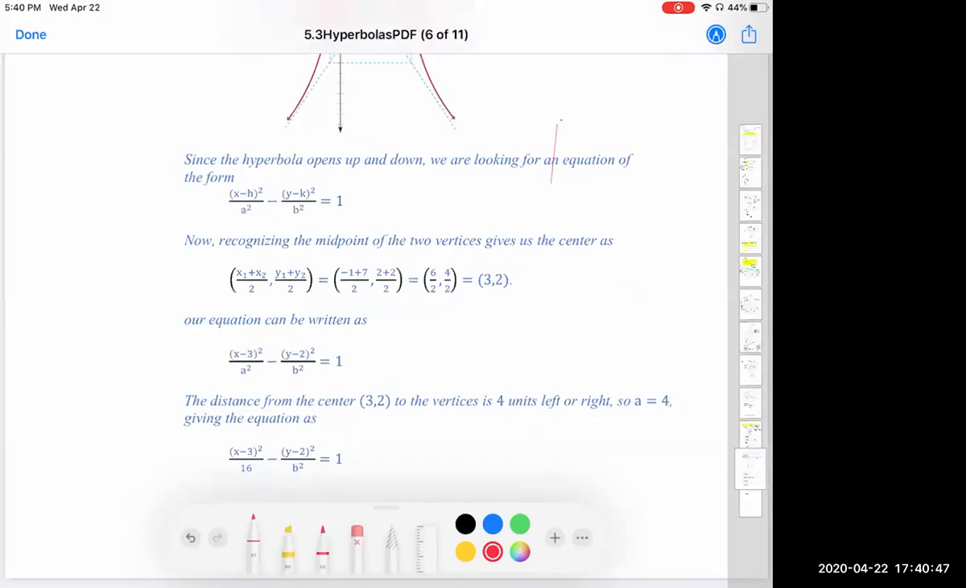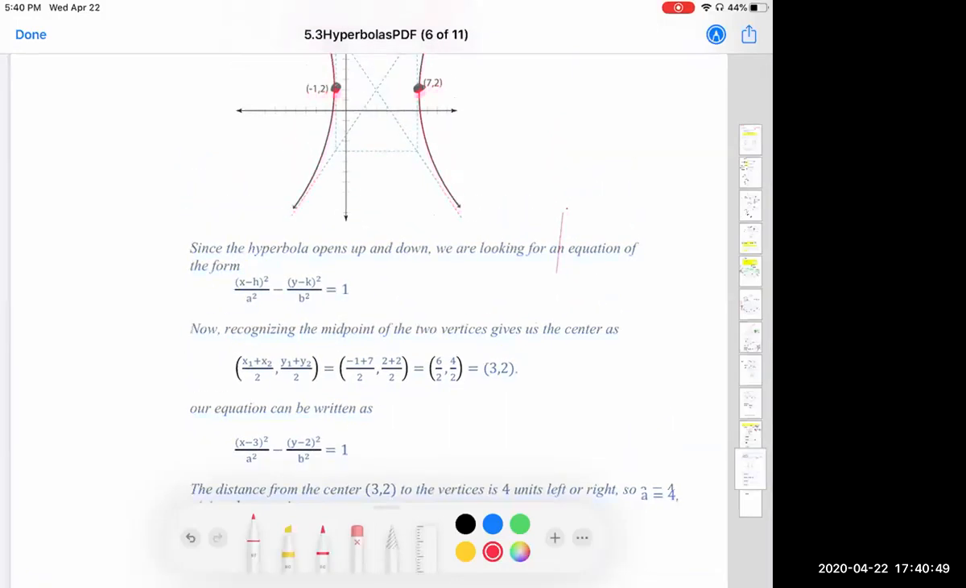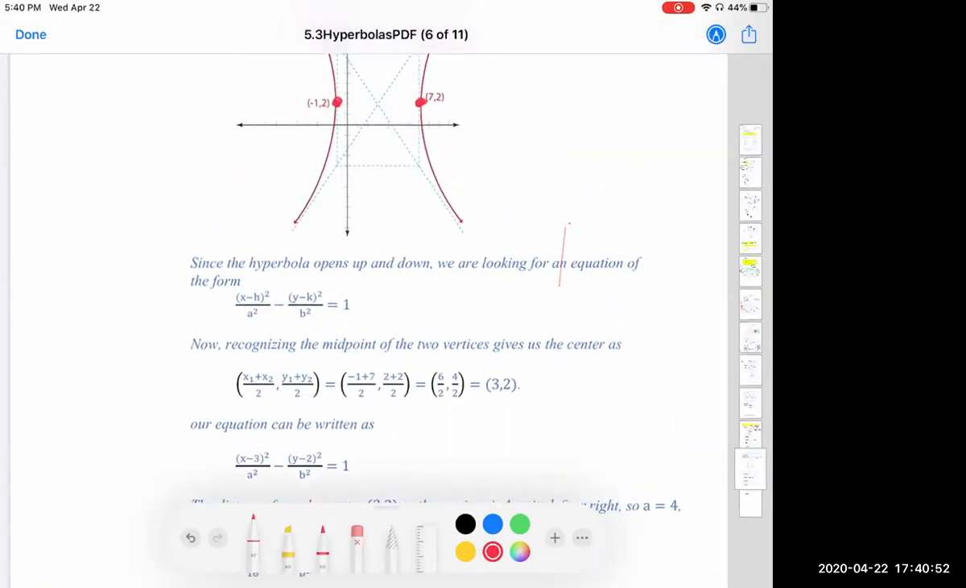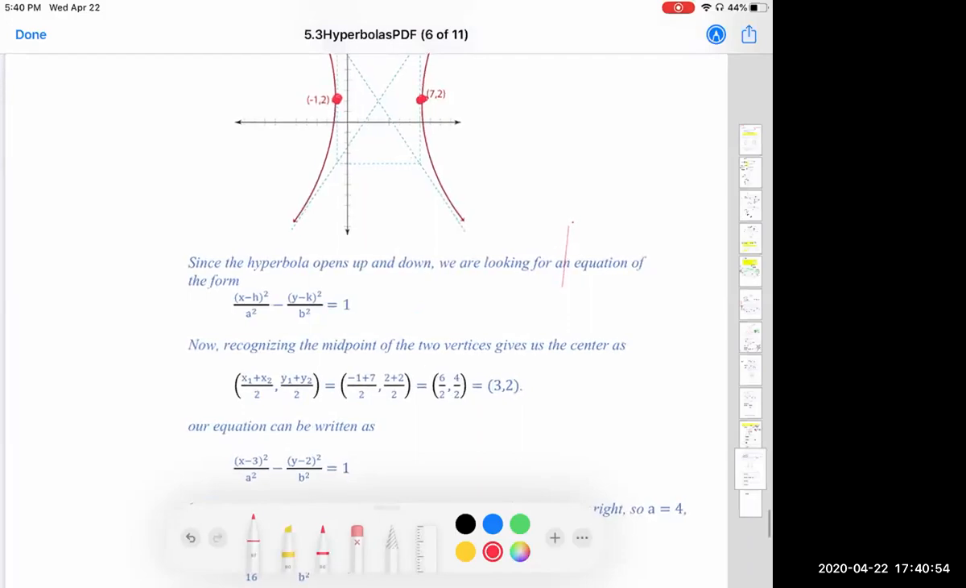Since the hyperbola opens, I think they mean left to right, we are looking for an equation of the form (x minus h) squared over a squared minus (y minus k) squared over b squared equals 1.